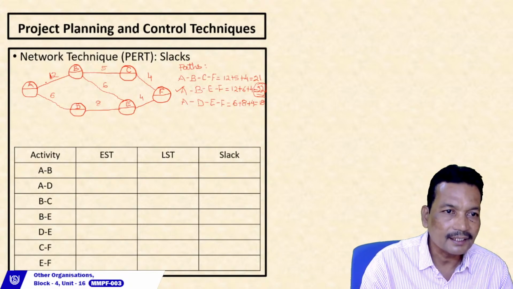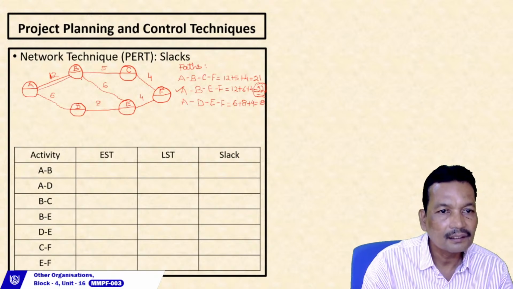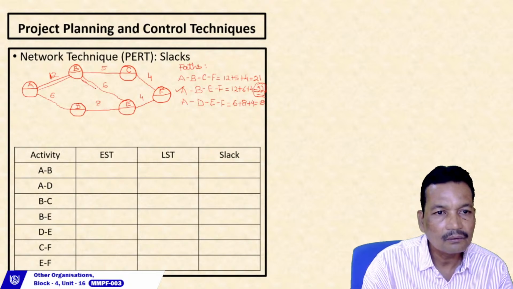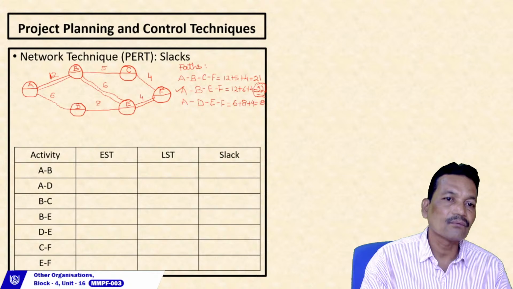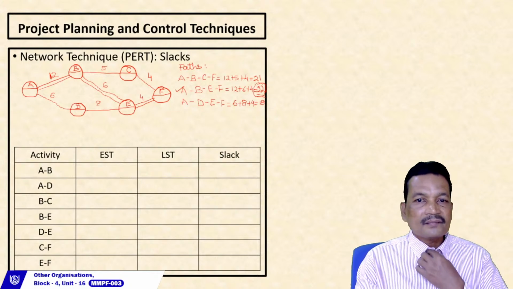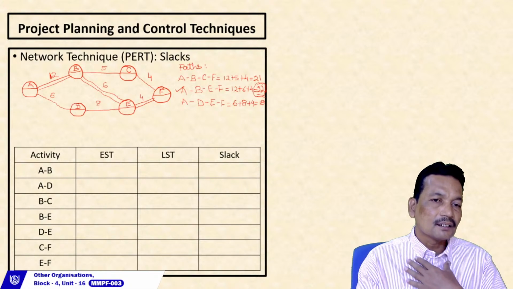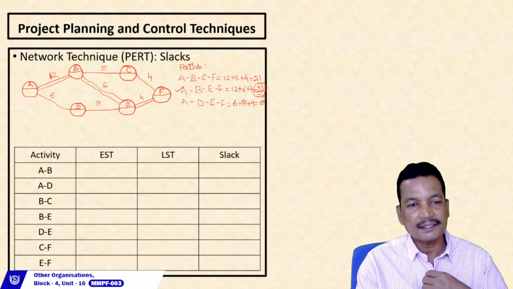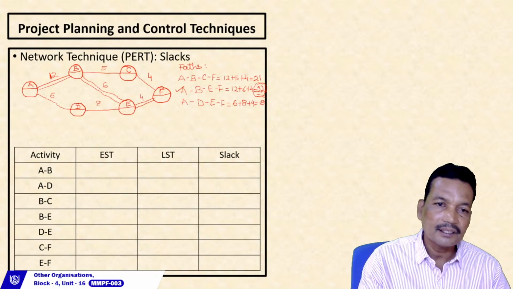That we show in the diagram by A, B, E, F double line arrows. Now you can see clearly this particular path is shown in the diagram, and anyone can identify by looking at the network diagram.